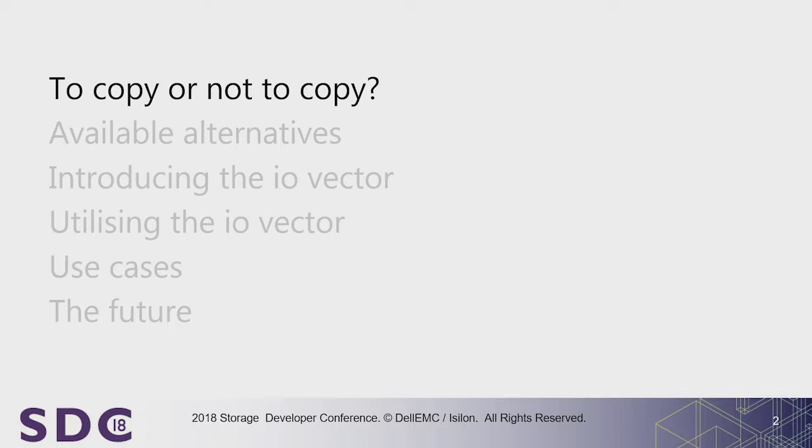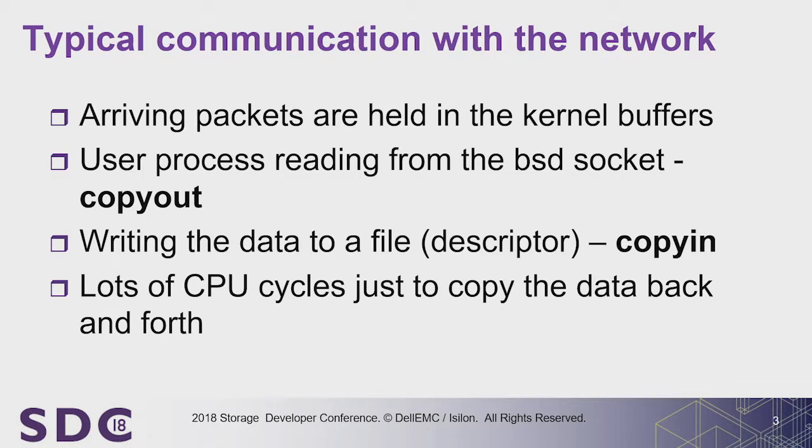So let's level the ground before we build some context. What does typical communication of a user space process with the network look like? We get the BSD socket that we are bound to. We receive the data through the kernel; the data arrives over the network interface, which is in the kernel. We get that to the user process. It's being copied. We do some processing, do the write to the file, for instance. Then that obviously means we have to copy into the kernel, and on and on. So lots of CPU cycles are lost just to do the copying itself.